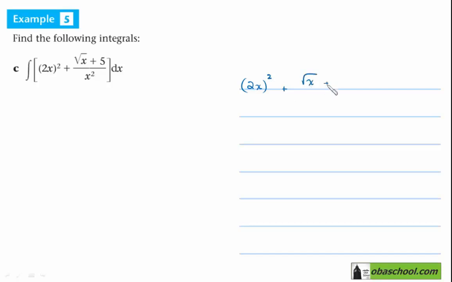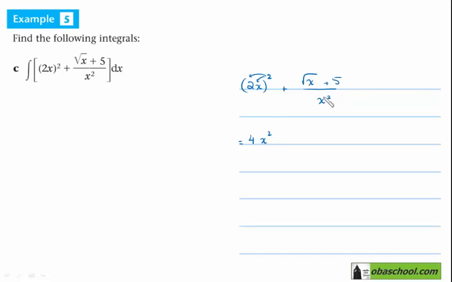We have (2x)² plus (√x + 5) all divided by x². Let's first look into the first term and distribute the power to both 2 and x. Then it's going to be 2 squared, or 4, multiplied by x to the power 2. This is the first term. It's equal to 4x².